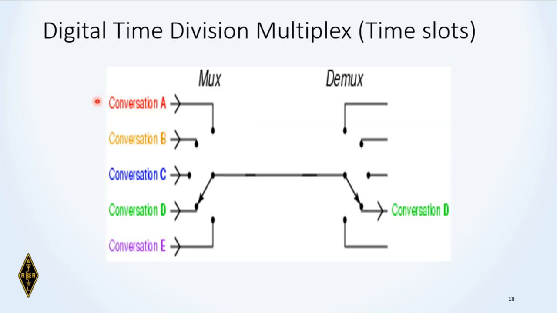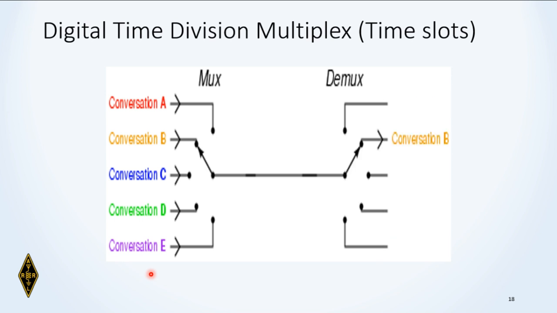Actually, I've got a bigger picture of it here. So when we go over to conversation B, we're going to sample that for a short period of time and pass it on down the road. And this is happening up to, well, in this case, it's only showing five of them.